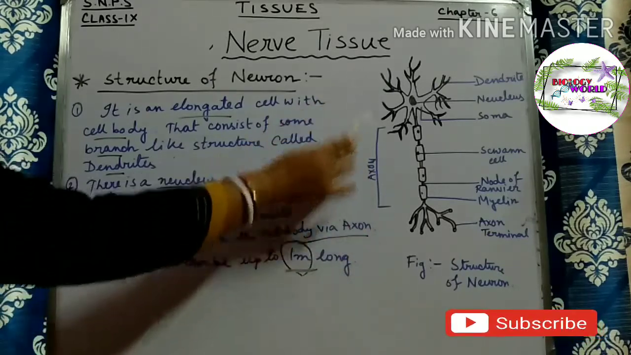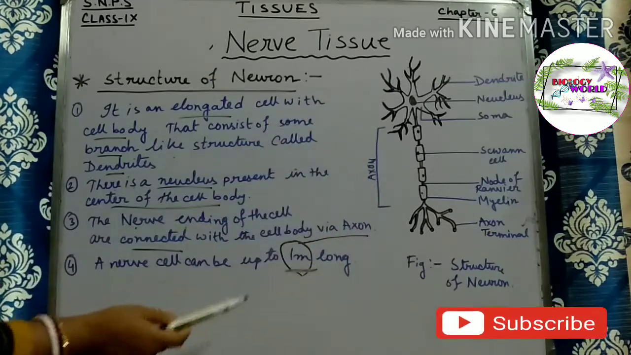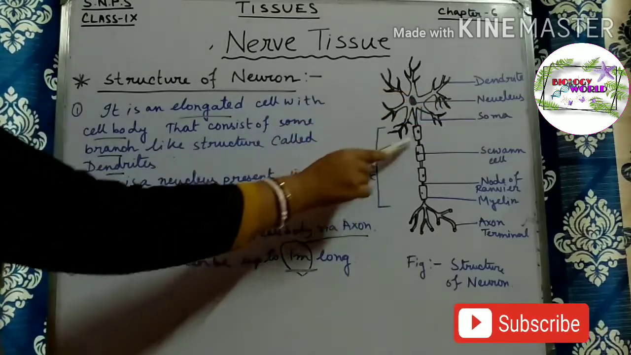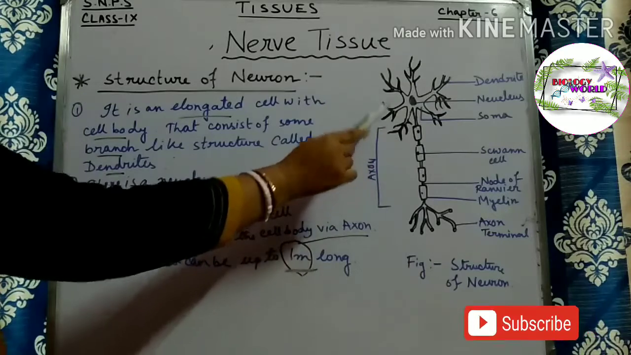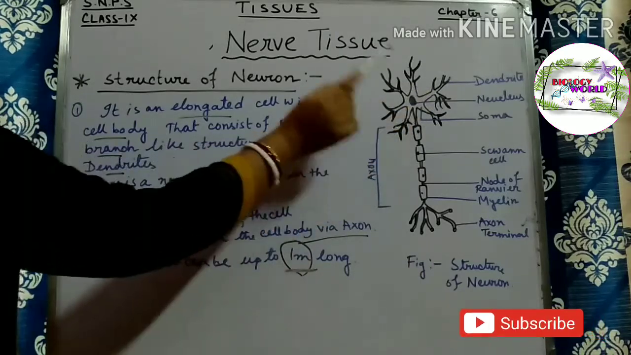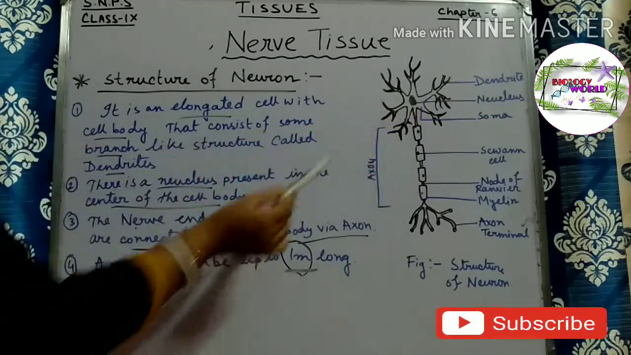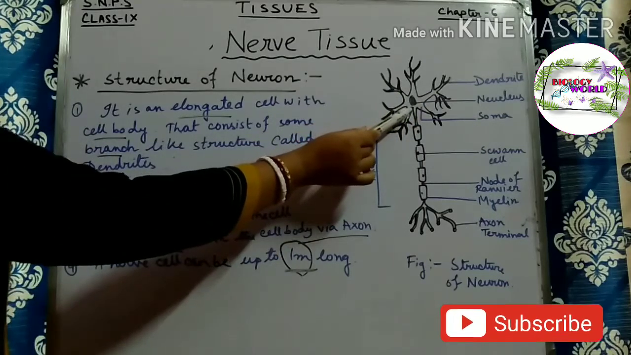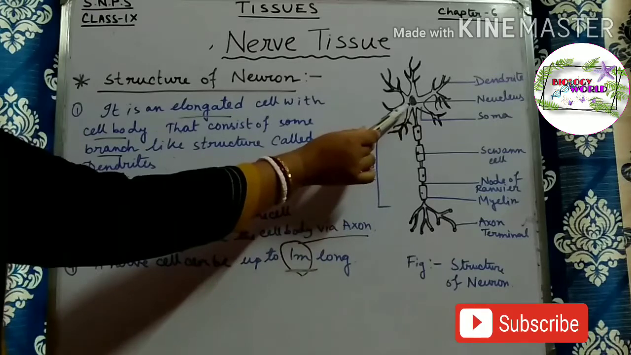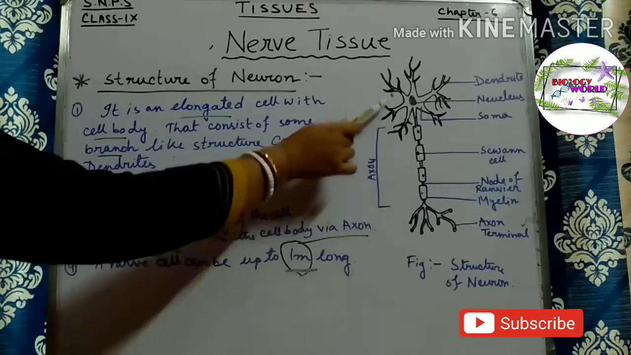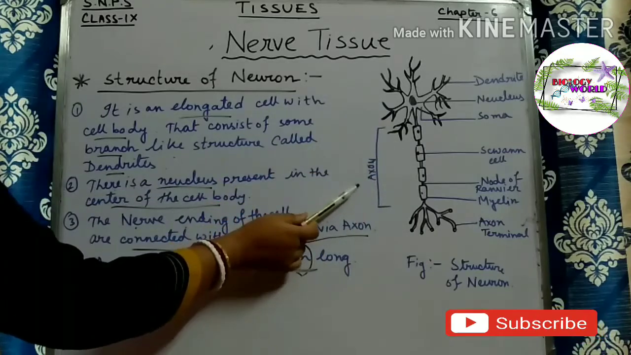So here you can see the structure of this neuron. I am just explaining again. This branched structure is known as the cell body. These branches are known as dendrites. Inside the cell body is the nucleus. The cell body is also known as soma. This elongated structure after the cell body is known as the axon.